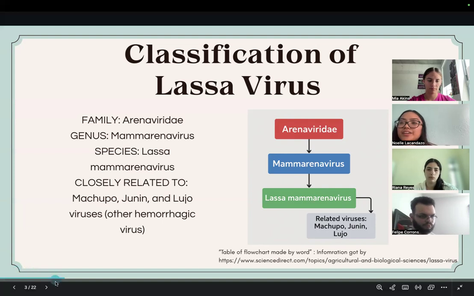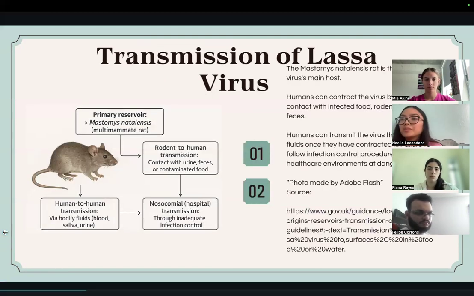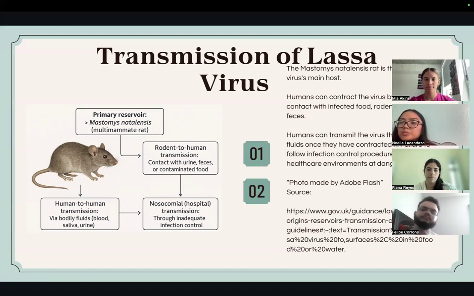In this next slide, we talk about the Mastomys natalensis rat, which is the Lassa virus main host. Humans can contract the virus by coming into contact with infected food, rodents' urine, or feces. Humans can transmit the virus through bodily fluid, and once they have contracted it, failure to follow infection control procedures puts healthcare environments at danger as well.